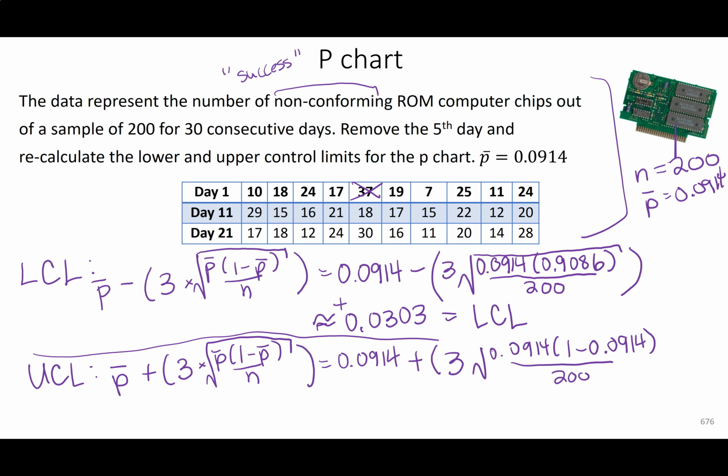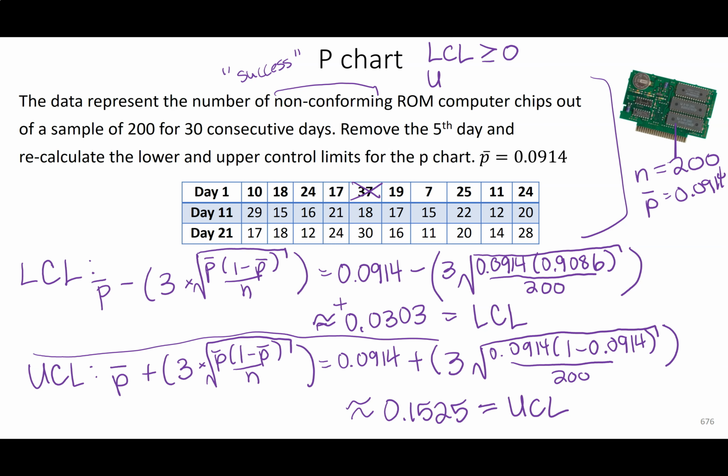Over 200 is the sample size for each subsample. I end up getting something like 0.1525 as my upper control limit. Keep in mind, the lower control limit has to be at least 0, and the upper control limit has to be no bigger than 1. So keep that in mind. If this went above 1, I would cut it off at 1.